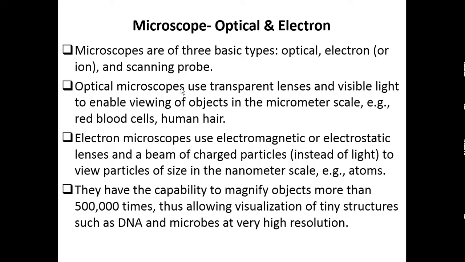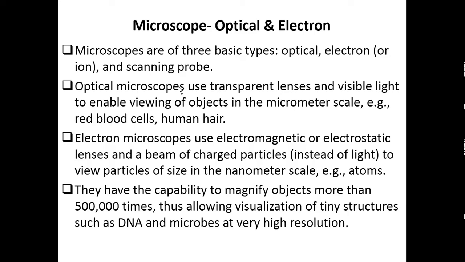So in order to understand, to characterize, to see the surface of a material on nanometer scale, we use electron microscope, which uses electromagnetic, electrostatic lenses and a beam of charged particles, that is nothing but the beam of electrons from a source of electrons in the electron microscope, directed towards the sample surface in order to know its characteristic features on nanometer scale. So for the surface of nanomaterials, we use electron microscope.